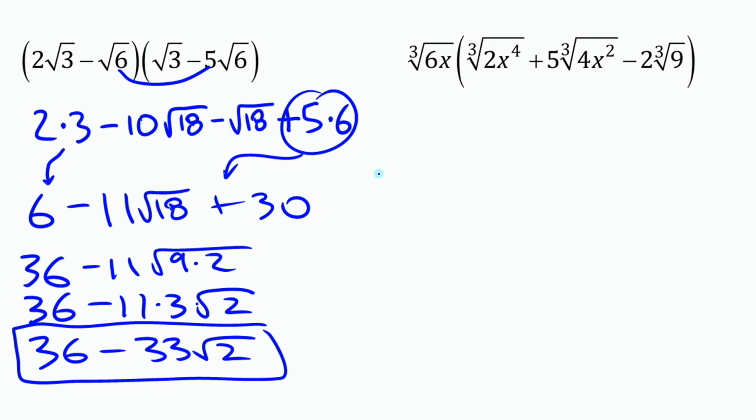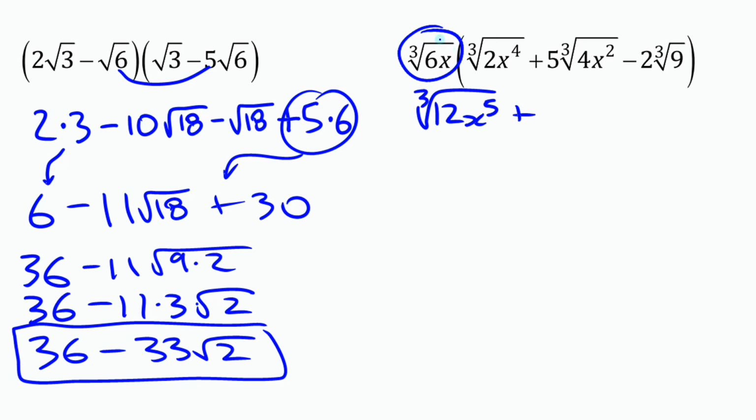Okay, last thing we're going to look at here is this one involving cube roots. Same concept though, single term times something with 3. So we're going to have 3 terms in our answer here. If we do this first pair, cube root 6x times cube root 2x to the 4th. We're just going to write it first as cube root of 12x to the 5th.